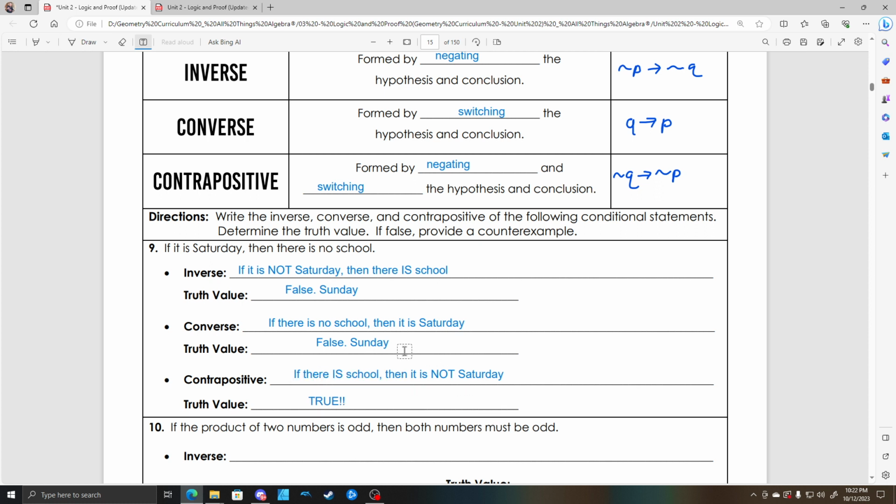All right, so that's it. That's all we're doing. When we take the inverse of a statement, we're negating both parts. When we take the converse, we are flipping the hypothesis and conclusion. And when we do the contrapositive, we're flipping the hypothesis and conclusion and negating both sides of it. And it's going to give us different truth values.